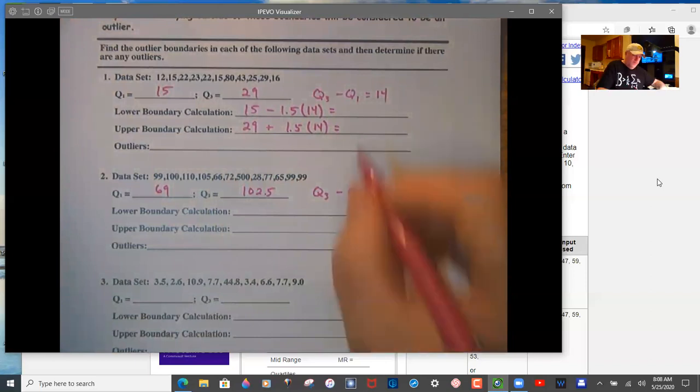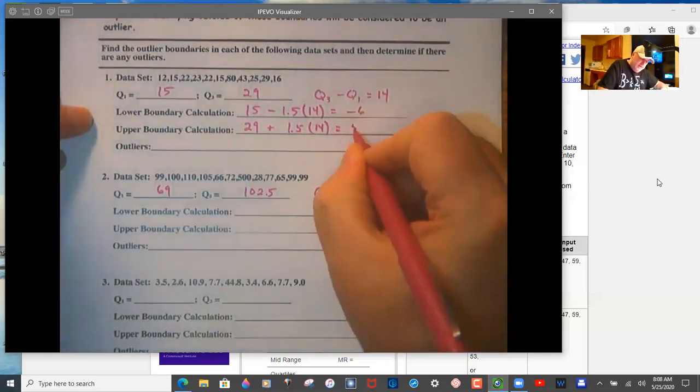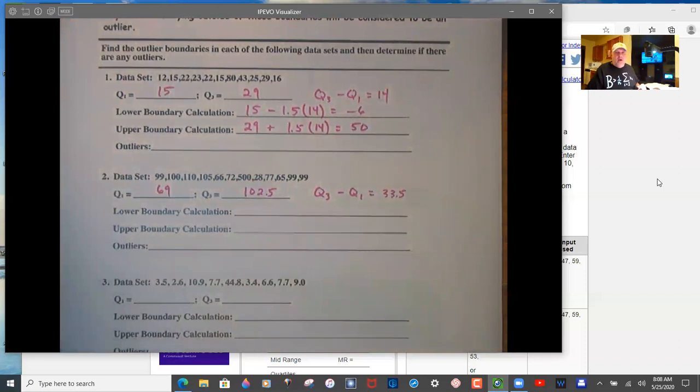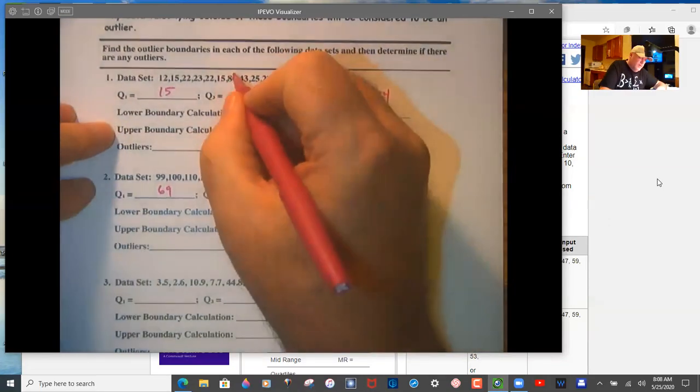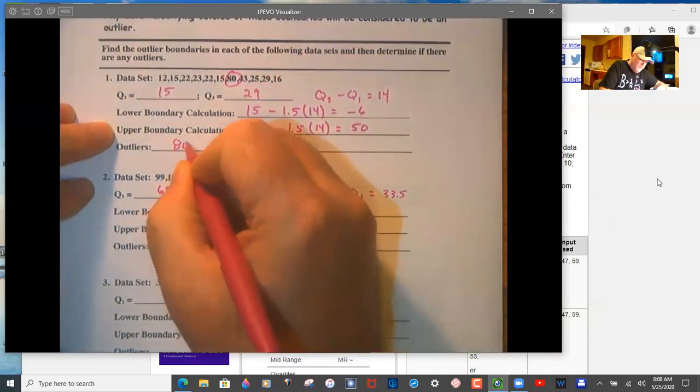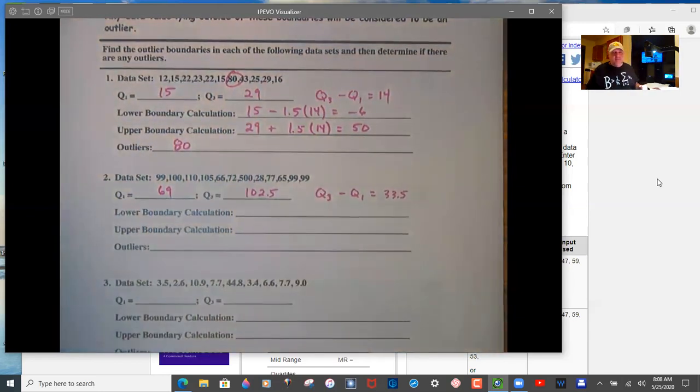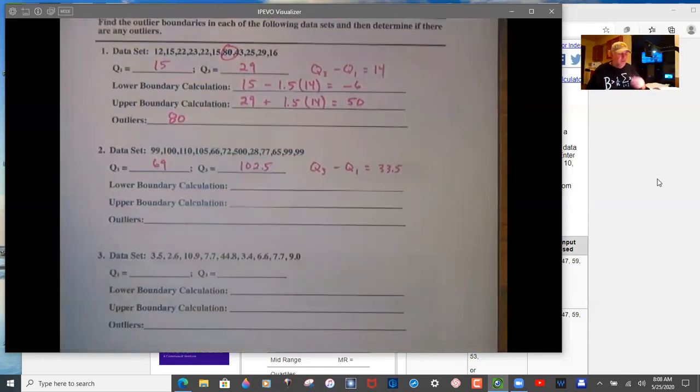So when you do this, you get 2 answers. Now you're not done here. This just drives me crazy when I put this on a quiz. You have to apply this to the set of data. Are there any numbers less than -6? Answer no. Are there any numbers more than 50? Yes, 80 is. So 80 is an outlier, and you can usually spot that without having to do these calculations. Same way on 2, I see 500, that's way out of line. Way, way, way out of line.